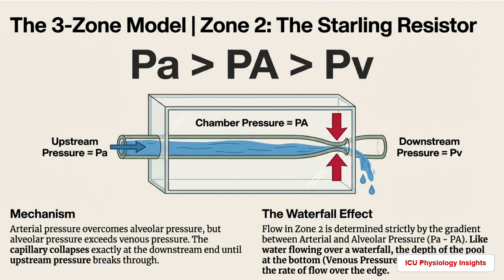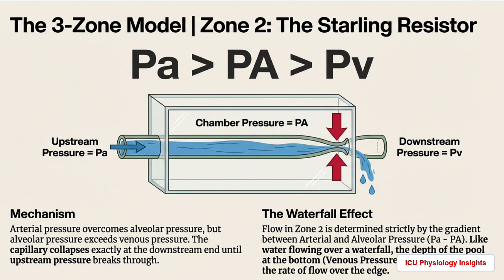Now, Zone 2 is where things get really cool. It operates on a principle known as the Starling resistor, or my favorite, the waterfall effect. Here, your arterial pressure is high enough to push blood in, but the alveolar pressure is still higher than the venous pressure on the other side. This creates a kind of dam, and because of that, the flow is determined only by the difference between the arterial and alveolar pressure. It doesn't matter what the downstream venous pressure is doing.